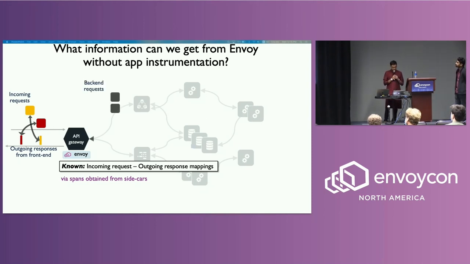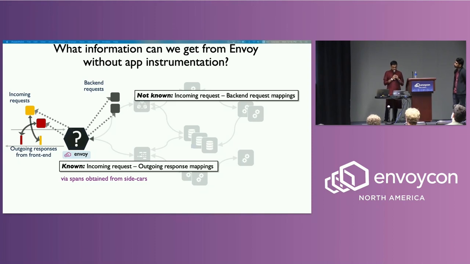Now the API gateway makes several backend requests to answer the queries that are sent to it. But the mapping between the incoming requests and the backend requests is not known, because these mappings are buried inside the application logic. So without peeking inside the application, it's not possible to decide which request was sent in response to which incoming request. This is really the crux of the problem. How do we map incoming requests to the backend requests? Solving this problem would enable us to stitch together these mappings and form an end-to-end trace.